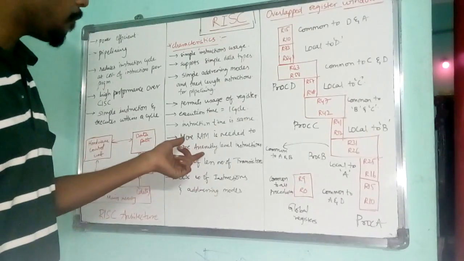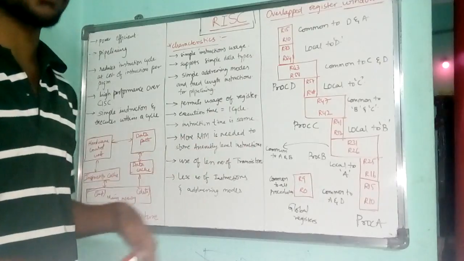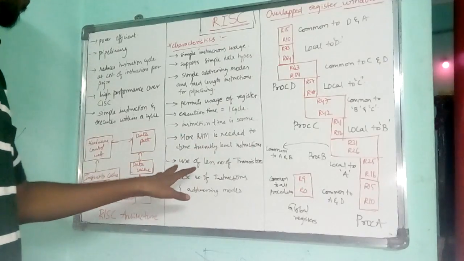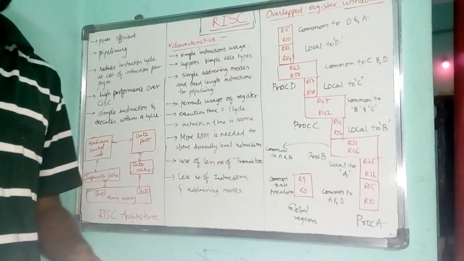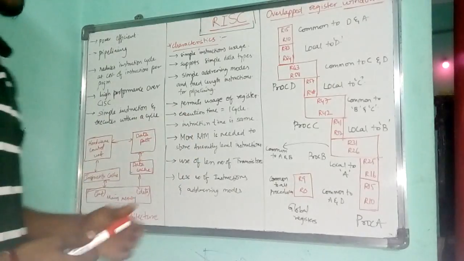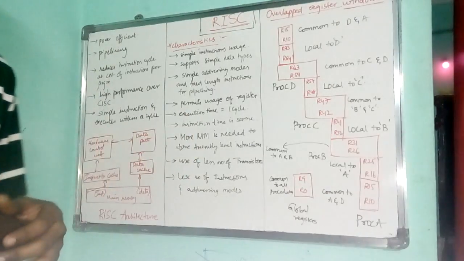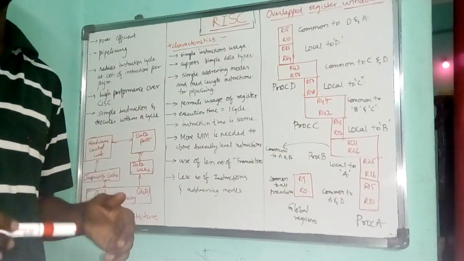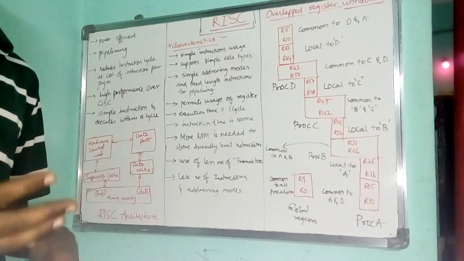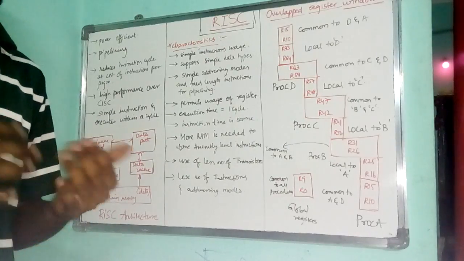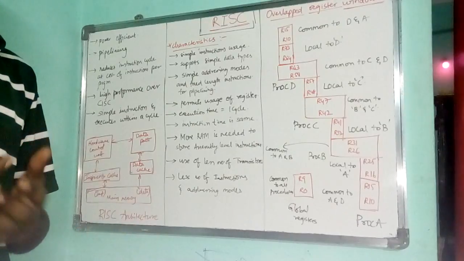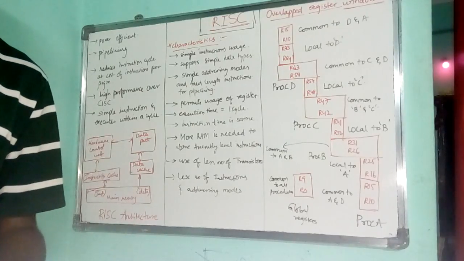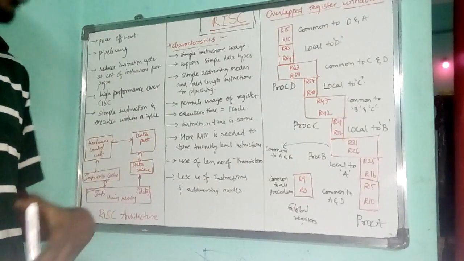The next is more RAM is needed to store assembly level instructions. And use of fewer transistors here, as we are using data registers. There is no need of more memory, more addressing modes are not required, and more instruction formats are not required here. So we use fewer transistors compared to RISC type of processors.